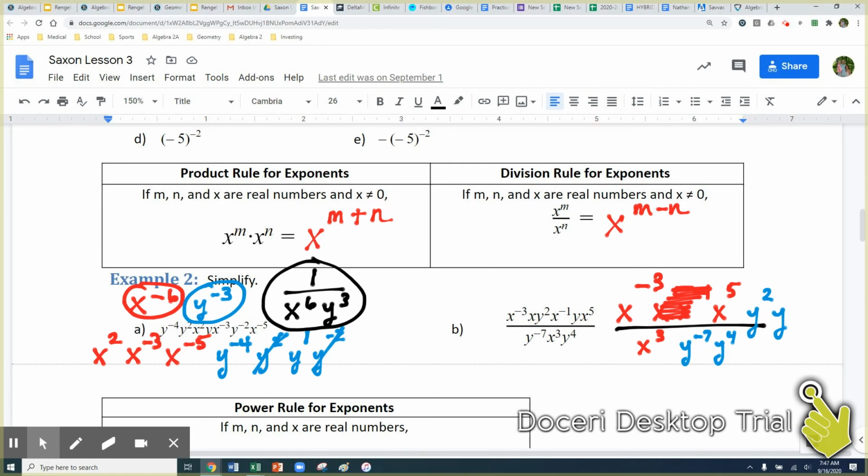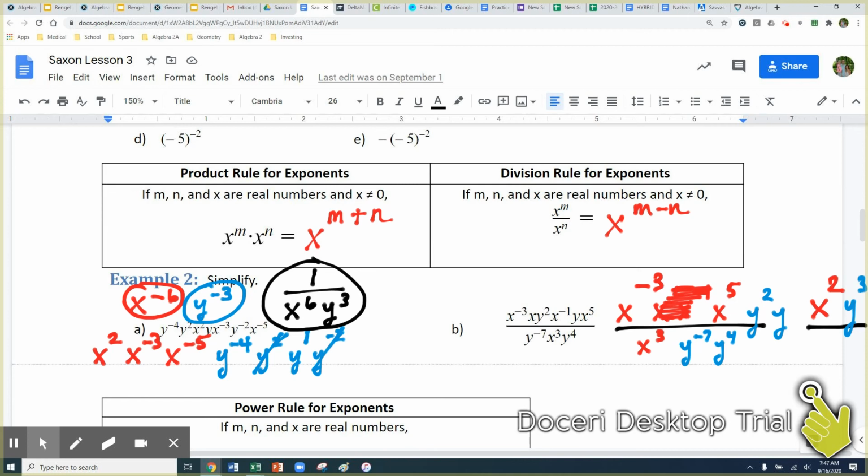So then you got a negative 3 plus 5. So negative 3 plus 5 is going to equal 2. So I have an x squared up there. Then we look at, you've got a y2 and then a y. So y2 and y2 plus 1 is going to be y to the third.